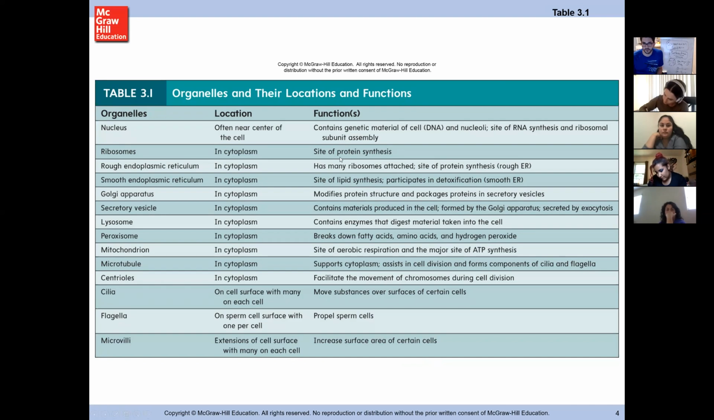And the ribosomes are like the little factory workers. They're like, all right, cool. We're going to read this blueprint and then we're going to make a product out of it. So that's what they're doing.